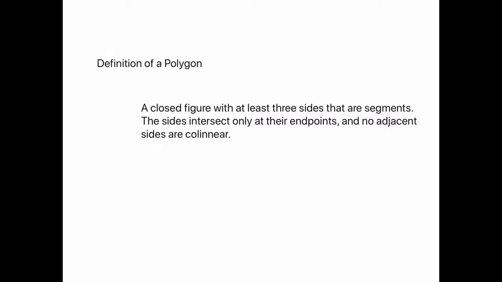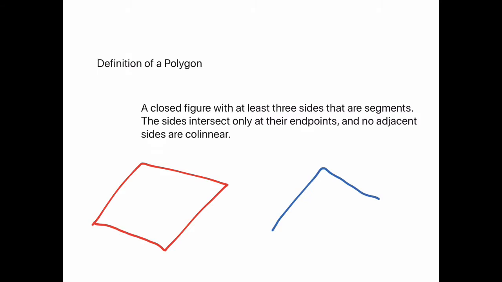Your textbook describes a polygon as a closed figure with at least 3 sides that are segments. The sides intersect only at their endpoints, and no adjacent sides are collinear. So what that means is that you have to have at least 3 segments. This would not be a polygon because it's not closed. If we were to close it with a 4th line, it would become a polygon. If we were to do the same thing here, like this, and then cross like that, that would not be a polygon anymore because the sides do not intersect only at their endpoints. They intersect here.